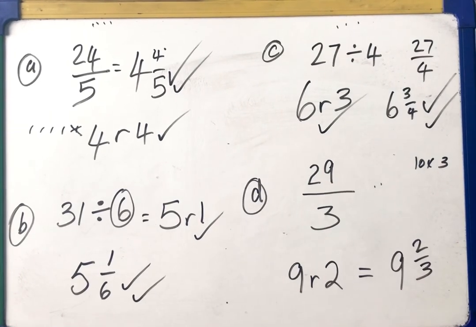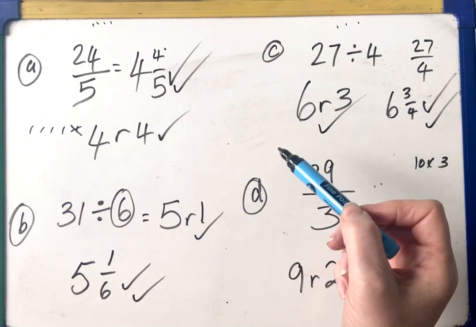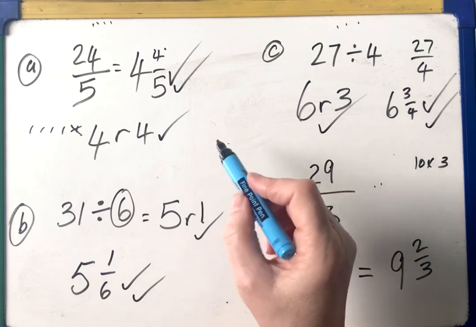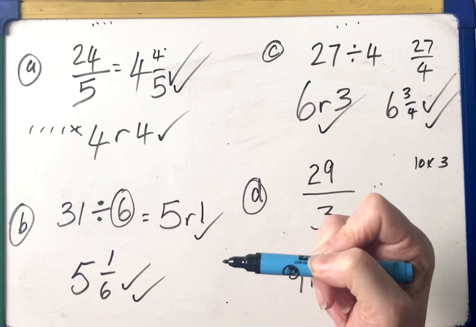I really hope that helped. Give yourself some practice if you want to, for some extra practice, by just getting a calculator either on your phone or a separate calculator and writing some numbers down to see what you get and finding out what the remainder is.